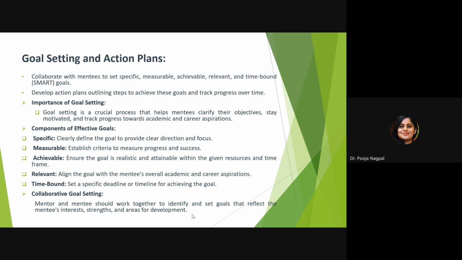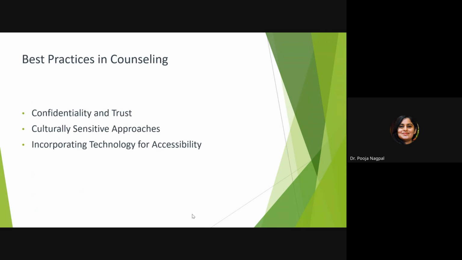Relevant: align the goal with the mentee's overall academic and career aspirations. Time bound: set a specific deadline or timeline for achieving the goal. For example, some students complained about the syllabus not being completed in the time duration. So I specified that within one or two hours I would solve your problem. So I was time bound for that particular specific activity. Collaborative goal setting: mentor and mentee should work together to identify and set goals that reflect the mentee's interests, strengths, and areas of development.